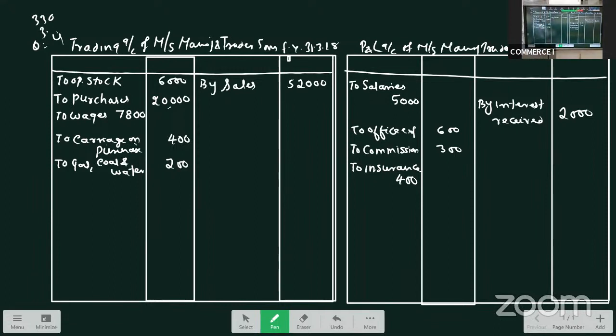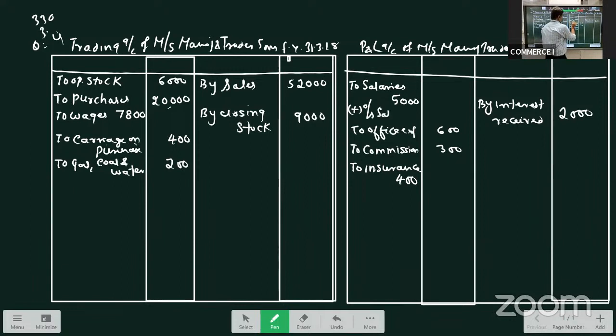Now let us come to the adjustments. What is the first adjustment? Closing stock. Closing stock will once appear in trading account, credit side, then again it will appear in the balance sheet. Closing stock is given as 9,000. Outstanding salaries. Outstanding salary is a liability. And since it is an adjustment entry, we first have to add it here.